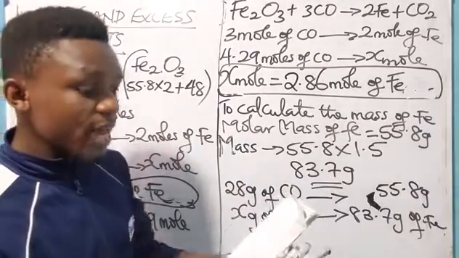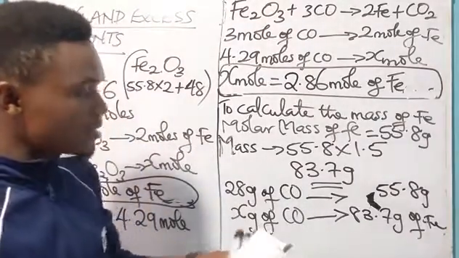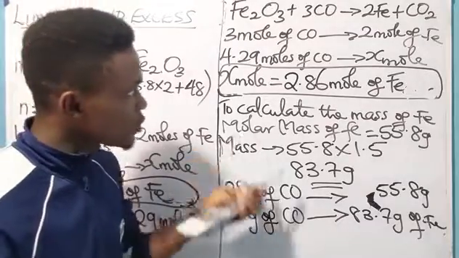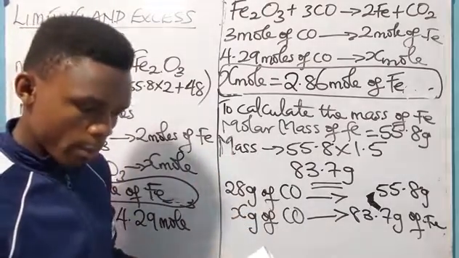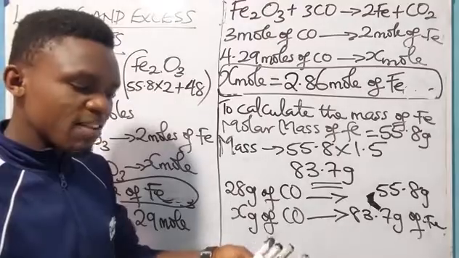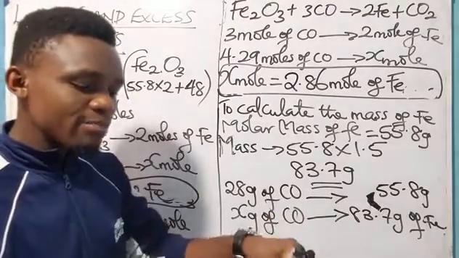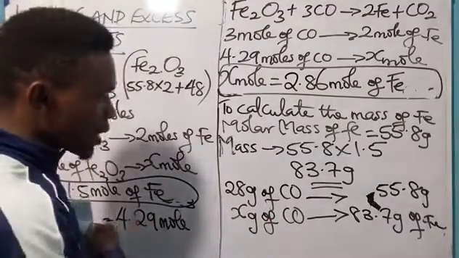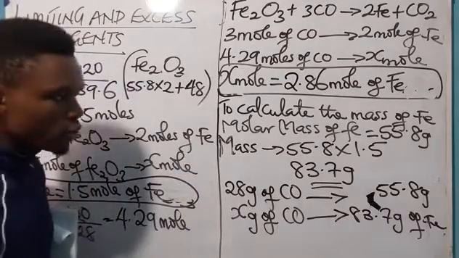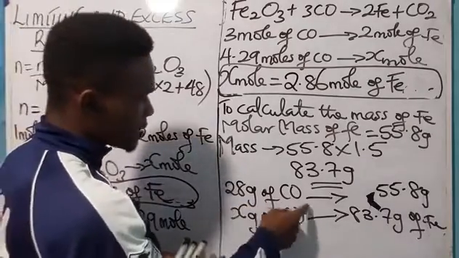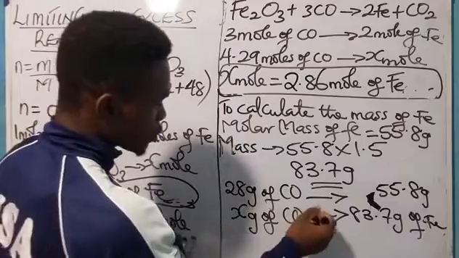What is the excess reactant? The excess reactant is CO. How much of it will be left over after producing the maximum amount? So from here, you can now cross multiply and do whatever you have to do. So this times this, that is, you are going to cross multiply.